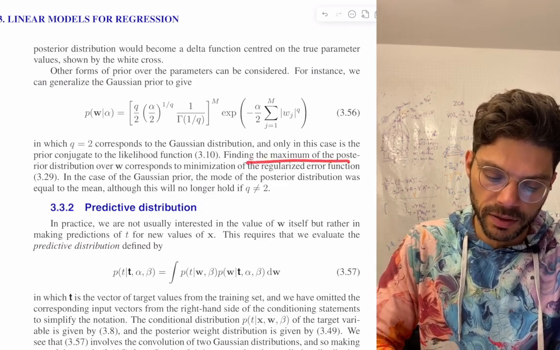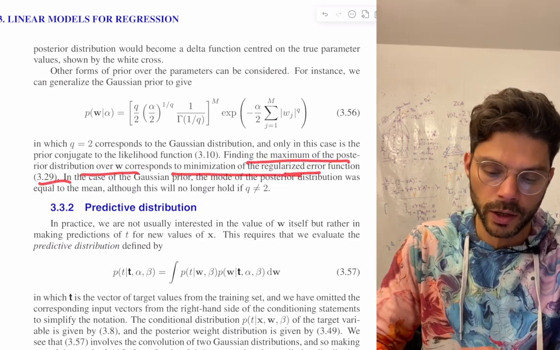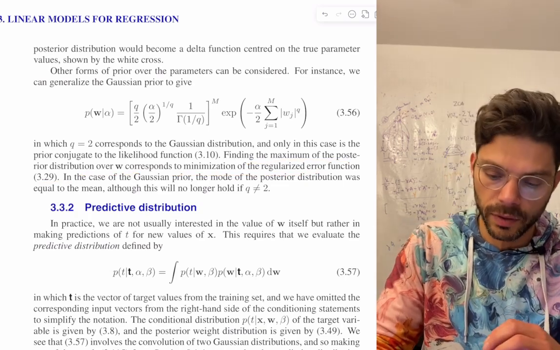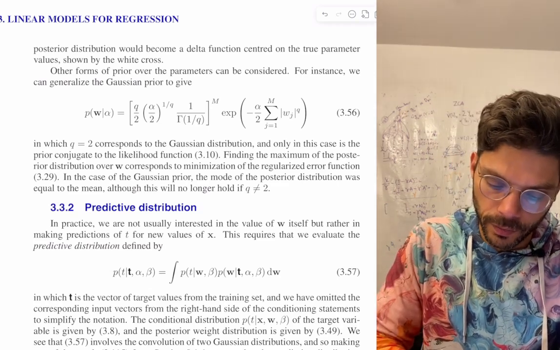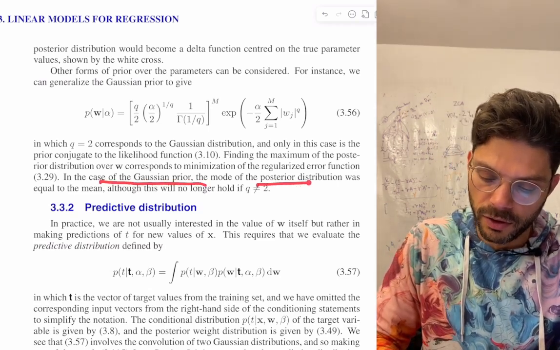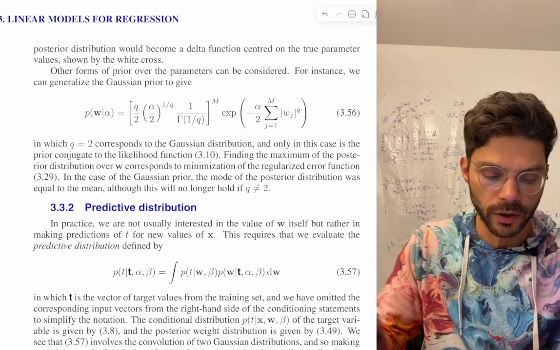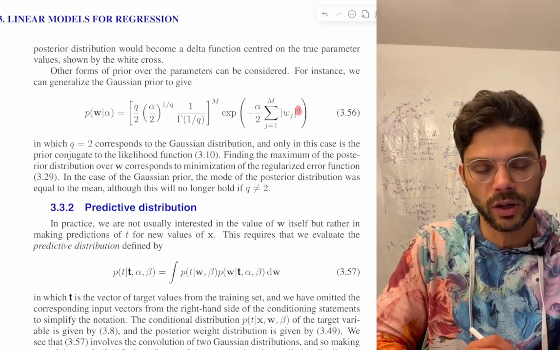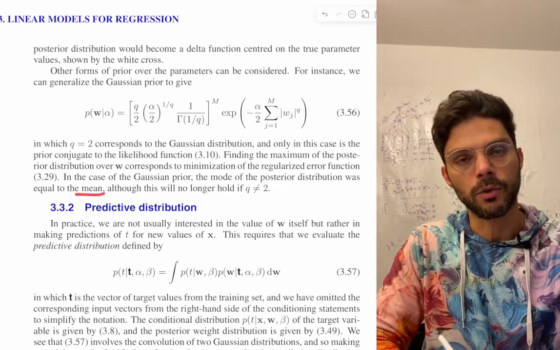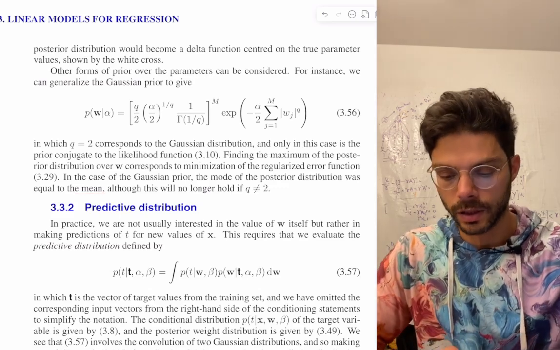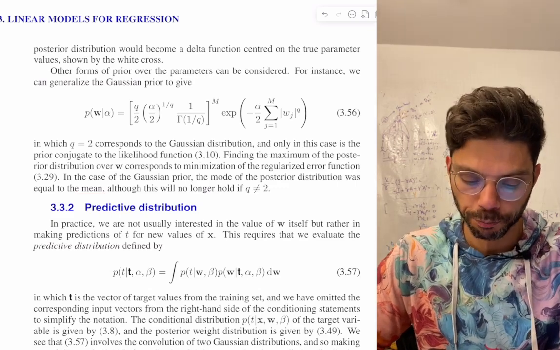Finding the maximum of the posterior distribution over w corresponds to minimizing the regularized error function. This was the one where, instead of having the norm of w squared, it was the norm of w to the qth power. In the case of the Gaussian prior, the mode of the posterior distribution was equal to the mean, although this will no longer hold if q isn't equal to 2. So he's saying that in general, if you want to do the MAP estimate, that's no longer going to be the mean. It might be something else, and you might have to figure out what that is. It might not necessarily be where the function peaks. So just watch out for that.